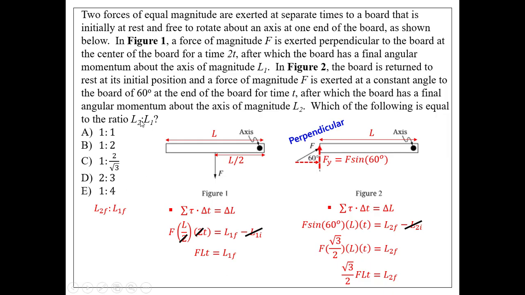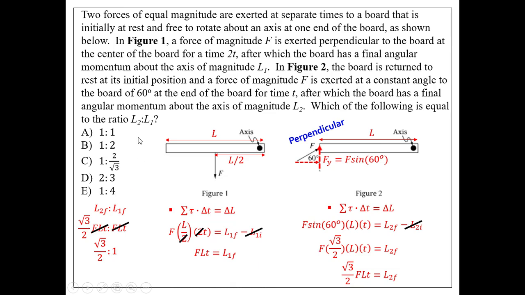I'm just going to write L2 to L1 because that's what the question is looking for, the ratio of L2 to L1. Well, L2 is radical 3 over 2 FLT. L1 is just FLT. As you can see here, FLT on both sides cancels out of this ratio. So essentially, you're just left with radical 3 over 2 to 1.